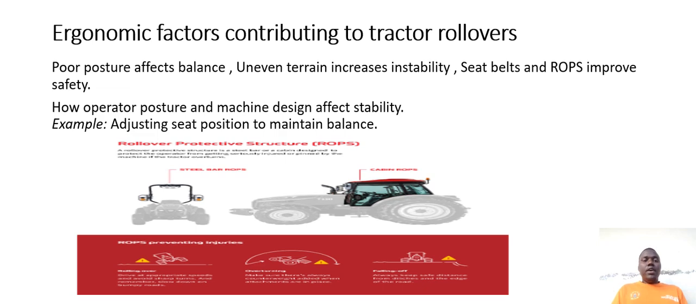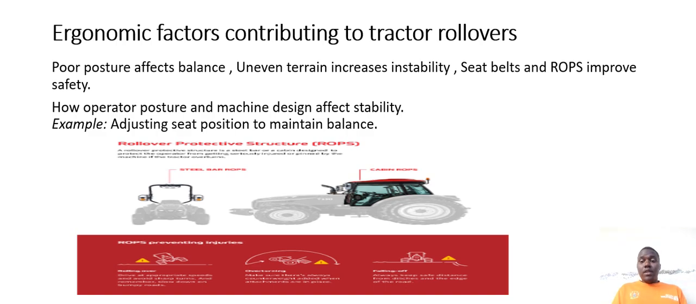Another slide, ergonomic factors contributing to tractor rollovers. We have some factors contributing to tractor rollovers, such as poor posture affecting balance, and uneven terrain increasing instability. Seat belts and ropes improve safety. How operator posture and machine design affect stability. Example, adjusting seat position to maintain balance. We have to adjust our sitting position in order to maintain our balance. We have a picture that shows more about that point.